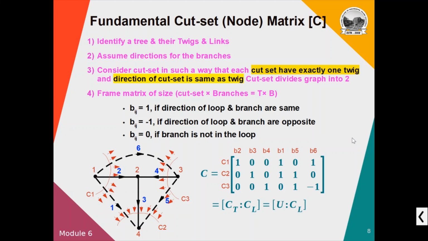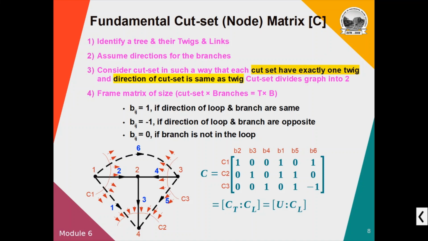And the third matrix we are going to study is the cut set matrix or node matrix. This is similar to our nodal matrix. Here the first two steps are similar to before. Now the third step is that you have to identify a cut set. What do you mean by cut set? You are cutting a graph into two halves. That is known as a cut set.